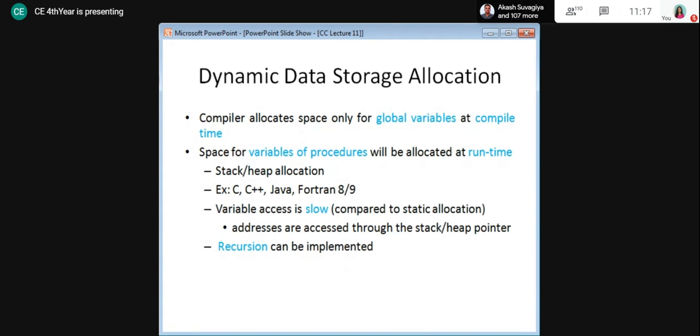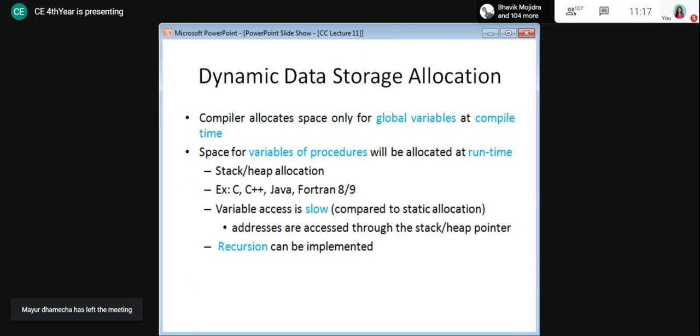Fine. Now we are moving ahead to the next strategy, which is used by all the modern languages like C, C++, Java, Fortran versions 8, 9. Here we are very frequently taking examples of Fortran and Pascal because they are given in your book. Otherwise, you can always relate to the languages which you are learning or have learned so far. In all these languages, this dynamic data storage is very useful.